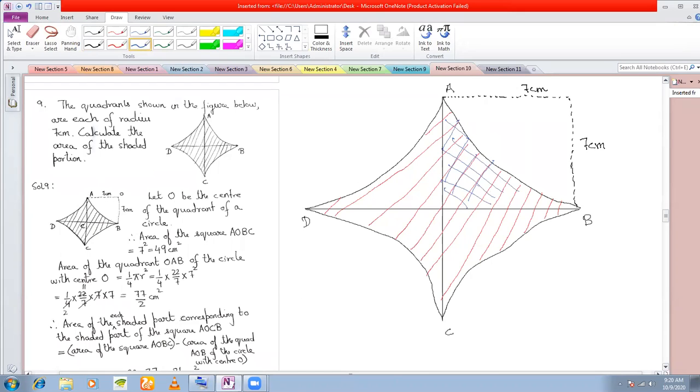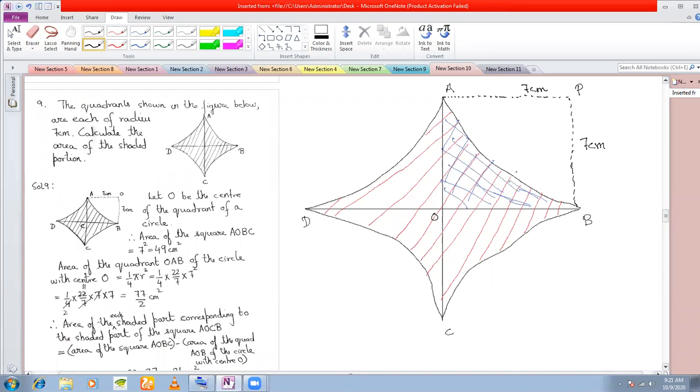7 into 7. It is the area of the square, right? Let us call this square AOBP. Area of the shaded region is the area of the square AOBP minus the area of the quadrant, right? Only this blue part that I have shaded is the area of the square AOPB minus the quadrant. ABP is a quadrant of a circle.